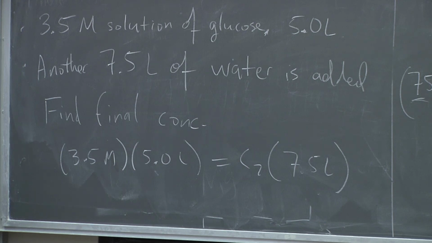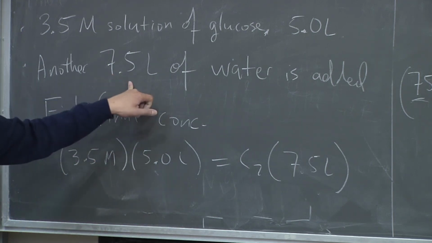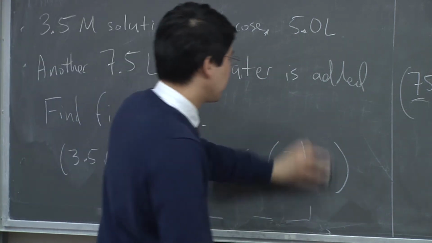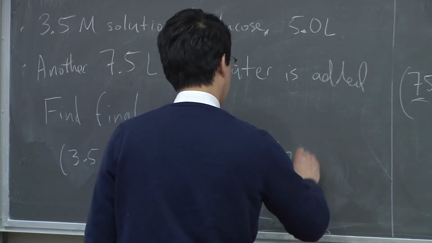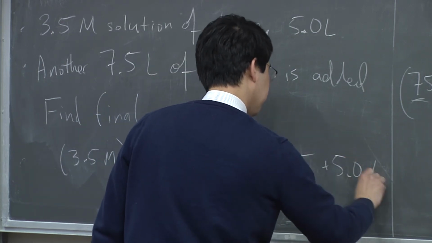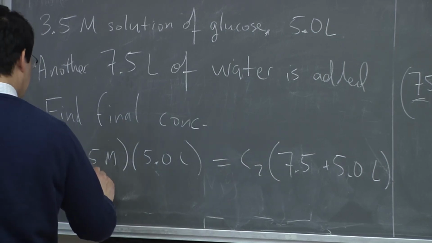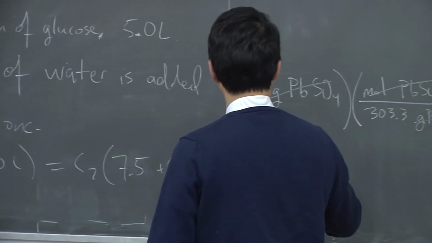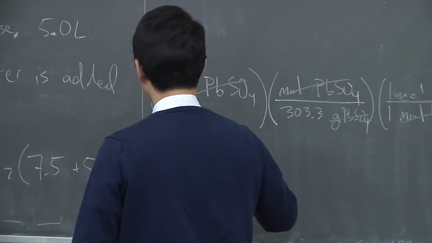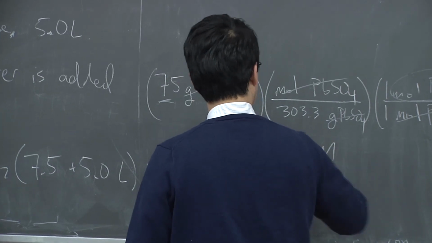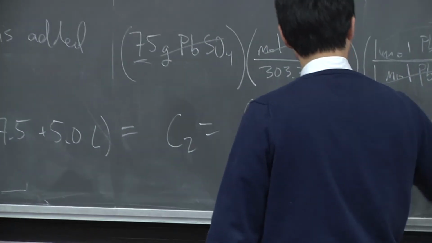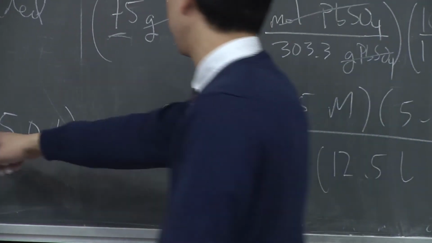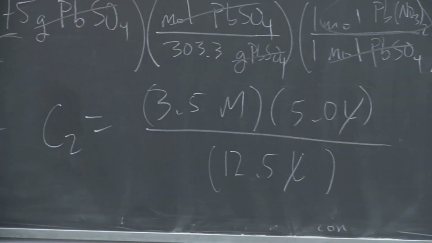Why is that? Because you added 7.5 liters, right? So you had 5, you added 7.5. So V2 is not going to be 7.5, it's going to be 7.5 plus 5.0 liters. And so when you do that, C2 equals 3.5 molar times 5.0 liters over 12.5 liters, right? 7.5 plus 5 is 12.5. And that's going to be your answer.